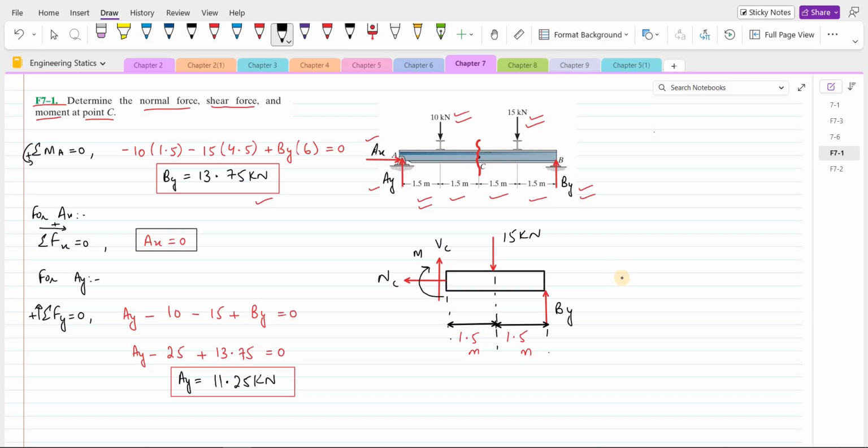Now we can apply our equations of equilibrium. My first equation is for normal force Nc. We can do summation of forces in x direction equals 0. I am considering left hand side as positive. So we just have Nc. So Nc is 0. This is our first answer.